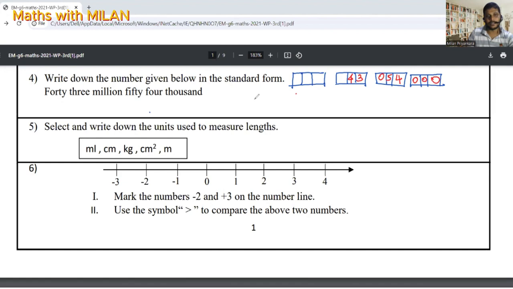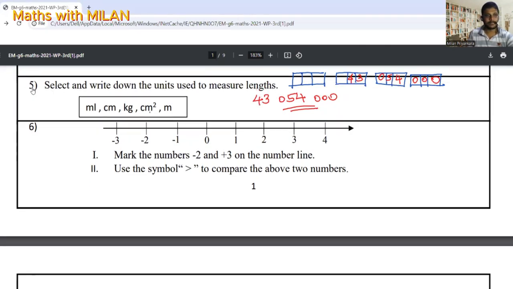So after that, you have to write 43 space 054 space 000. This is 43,054,000. So this has to be your answer.